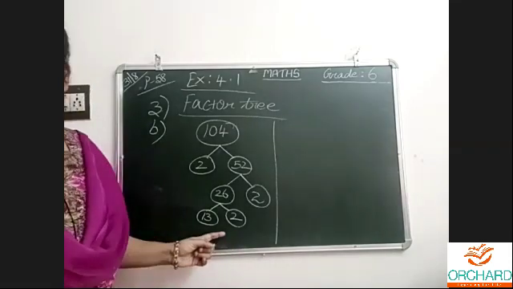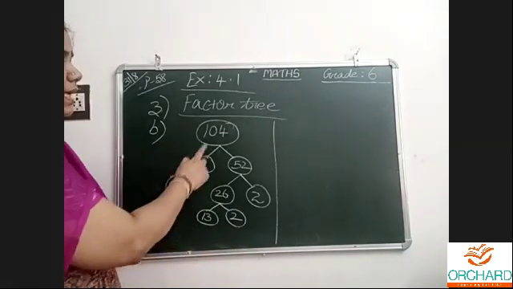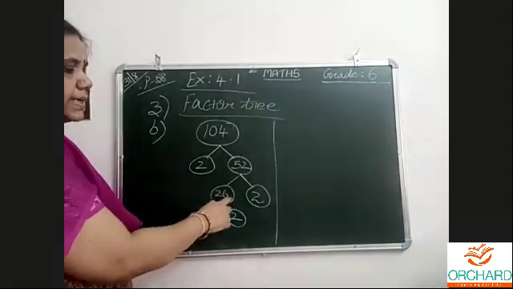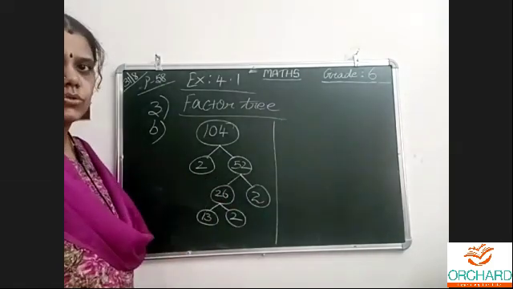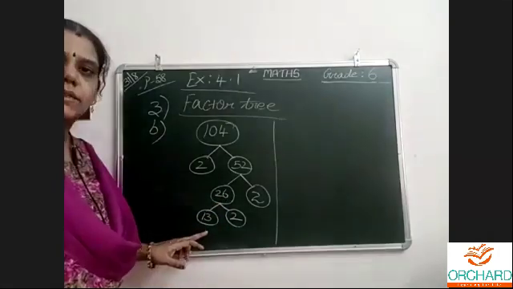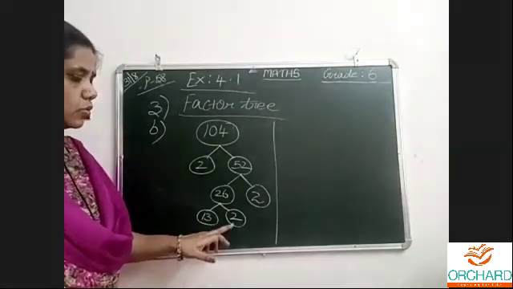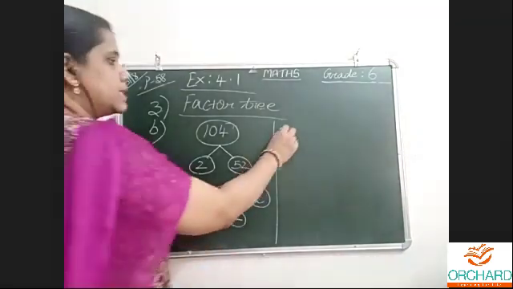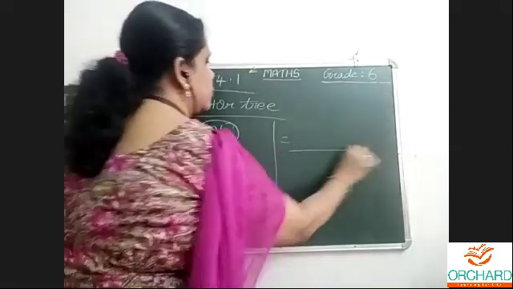13 twos are 26. Stop. Now see, 2 into 52, 2 into 26, 13 twos are 26. I can stop here. 13 is the prime number. 2 is a prime number. 2 is a prime number. 2 is a prime number. Got the answer. Equal to.